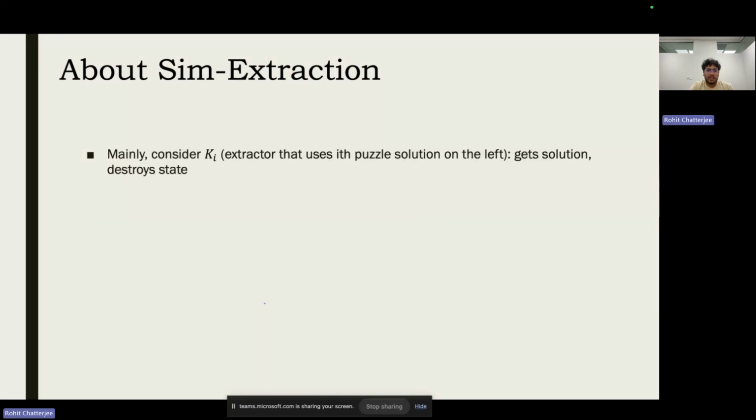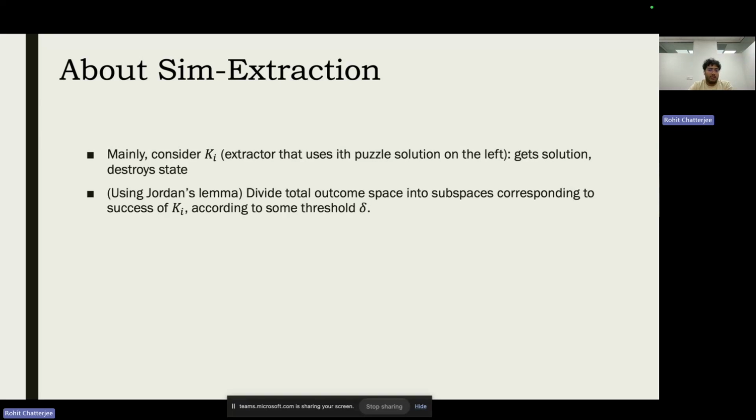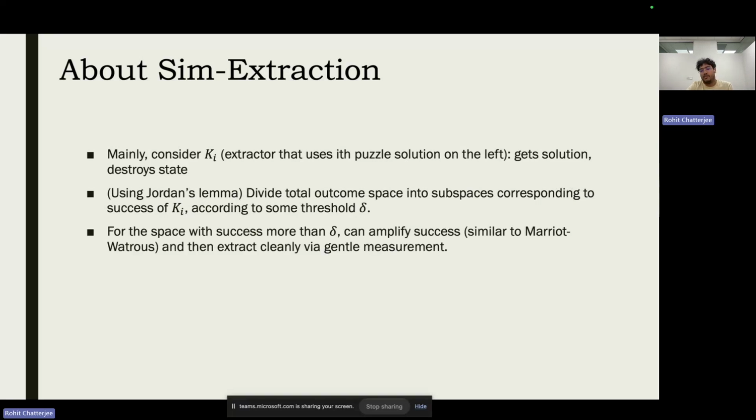Some words about simulation extraction, which we haven't described before. You want to consider the reduction from earlier, which extracts some value but ends up destroying the state. And you can use Jordan's lemma to look at the space of outcomes, and you divide it according to some threshold. So you look at the states that give you good success probability and bad success probability. For the good success probability case, you can amplify your success value and then extract the value without damaging the state, which is good.